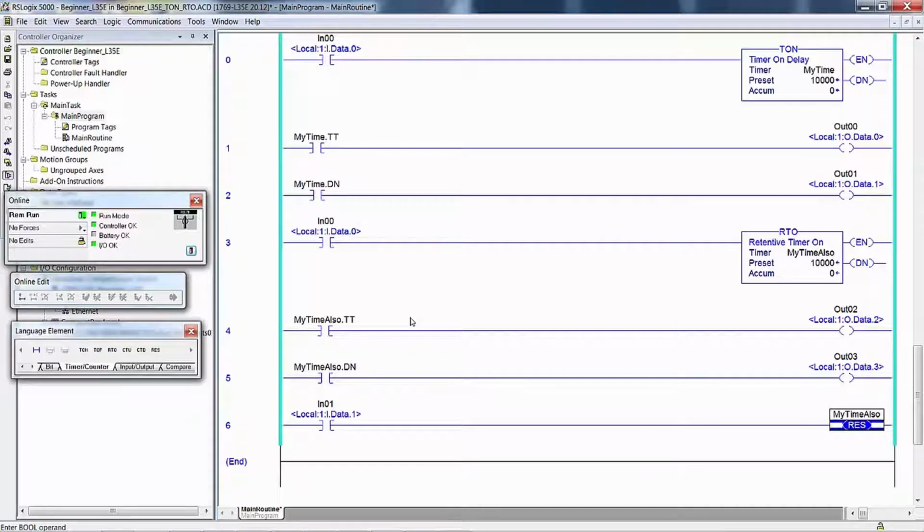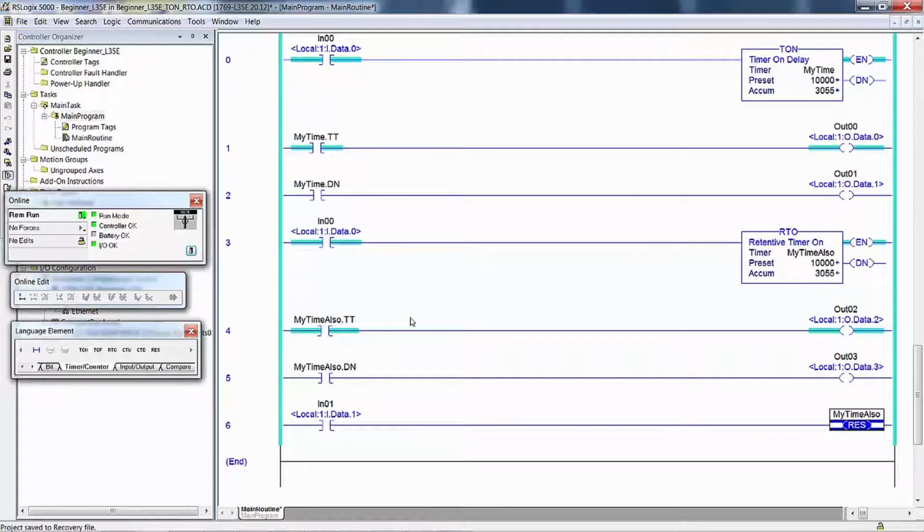What happened? When you hit reset, it reset the RTO, meaning that it cleared the done bit and cleared the accumulate, just like the TON. Now let me turn on input 0 and hit the reset button. Okay, this is for 10 seconds. Watch the RTO and input 01 down there at the bottom.